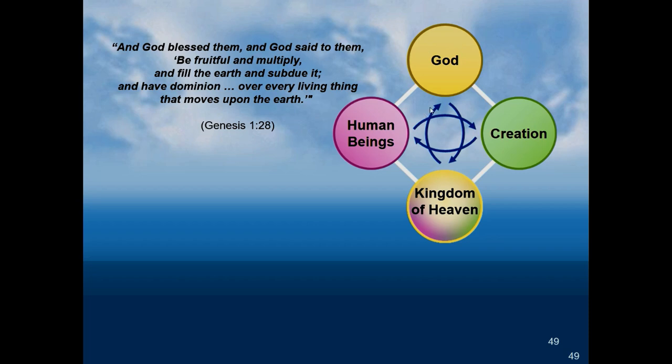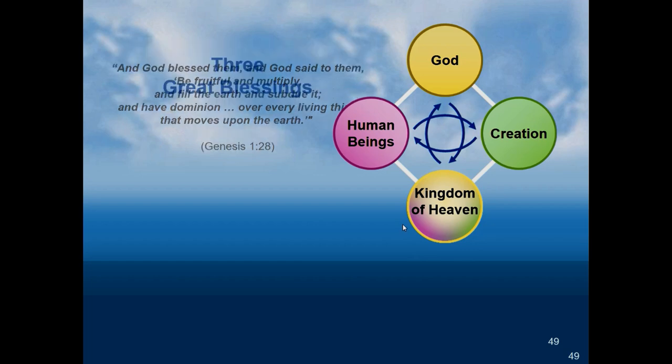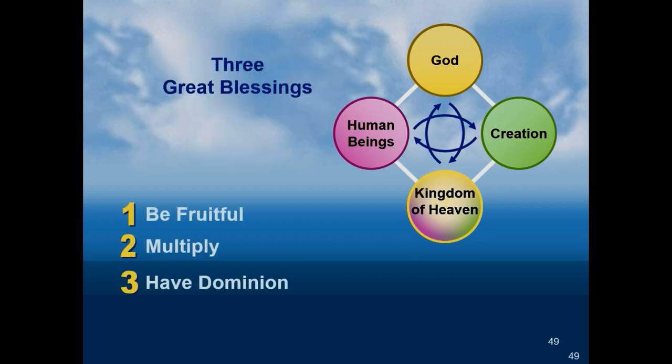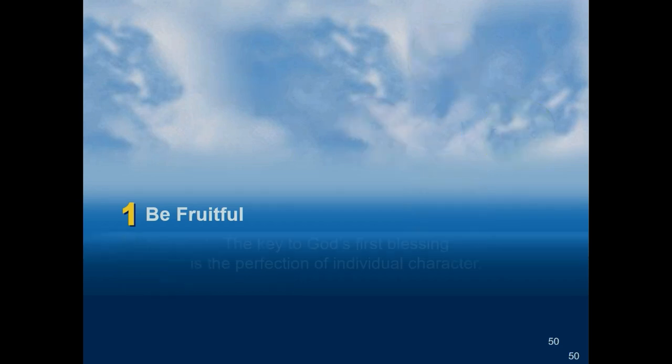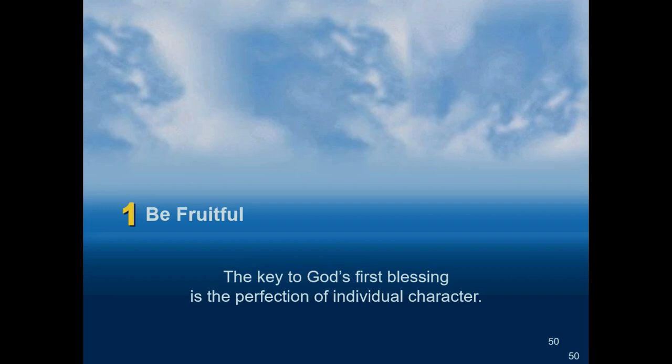Again, this is the four-position foundation: God, human beings, all things of creation. When it is in harmony, when human beings become fruitful, when they multiply, and they relate to creation in proper stewardship, the kingdom of heaven is realized. Three great blessings: first is be fruitful, second is multiply, and third is have dominion. This is the purpose of creation.